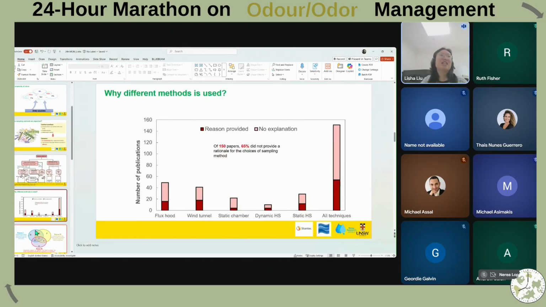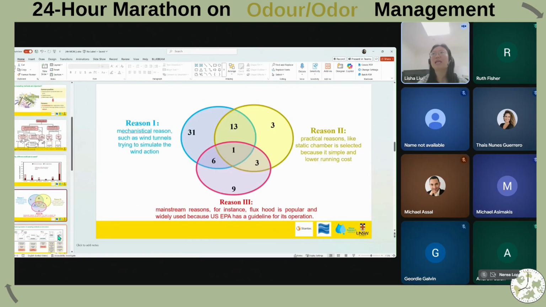According to our discussion on the last slide about the variety of sampling methods, there was always a question about what led to the diversity of sampling techniques being used. For example, was a specific technique selected because of its lower cost, popularity, or mechanistic advantage in being more suitable for specific sources? To better clarify these motivations, we reviewed 150 papers focusing on odor sampling from area sources, including passive and active. Of these papers, 60% didn't provide a rationale for their choice of sampling method. Only 35% gave a reason, and the reasons have been grouped into three categories.